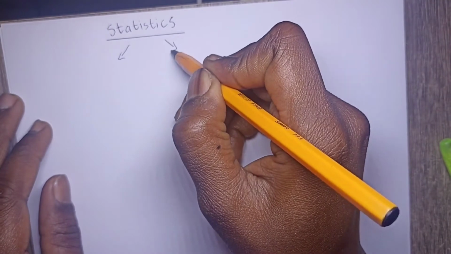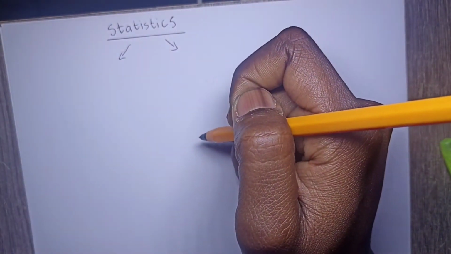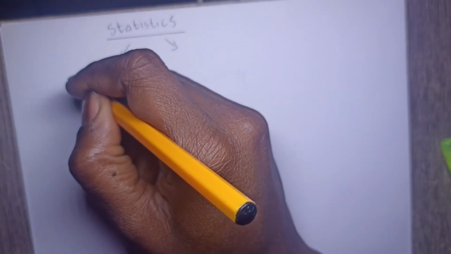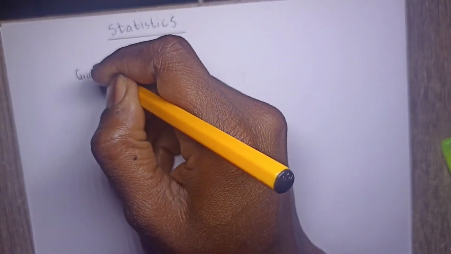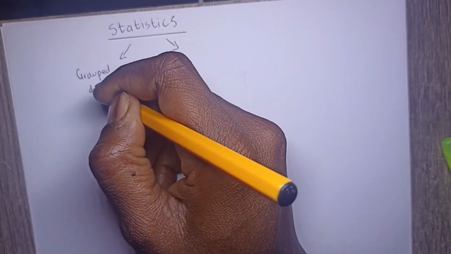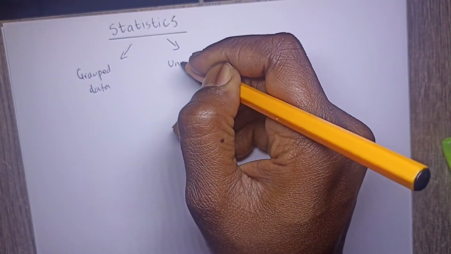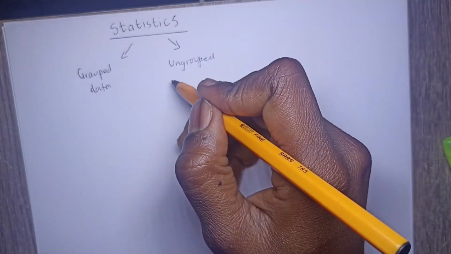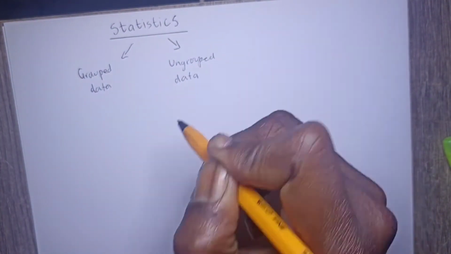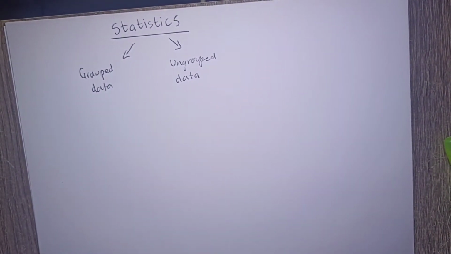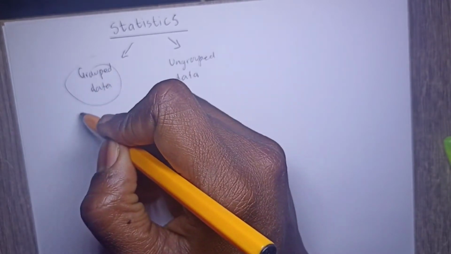So what do we know? Statistics is divided into two. We have grouped data and ungrouped data. Obviously when we're dealing with grouped data, it's when we're dealing with intervals.